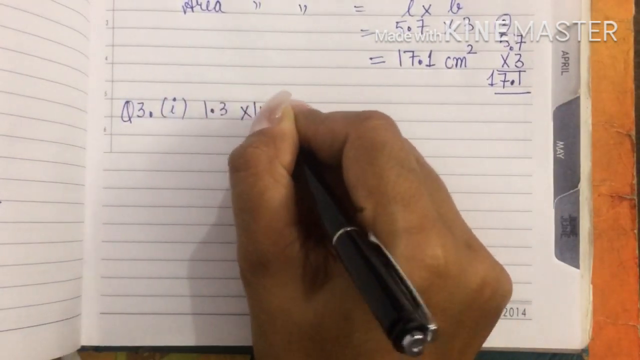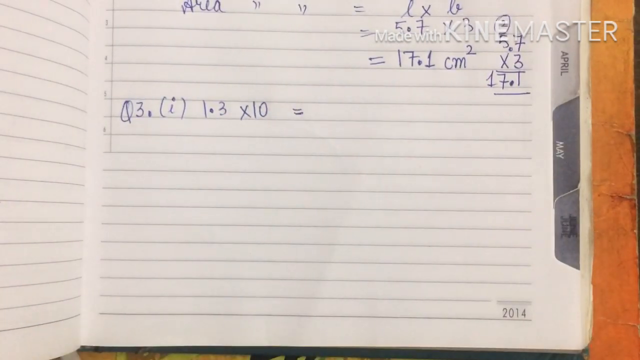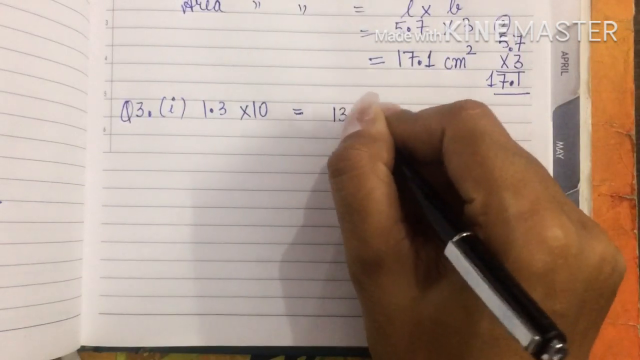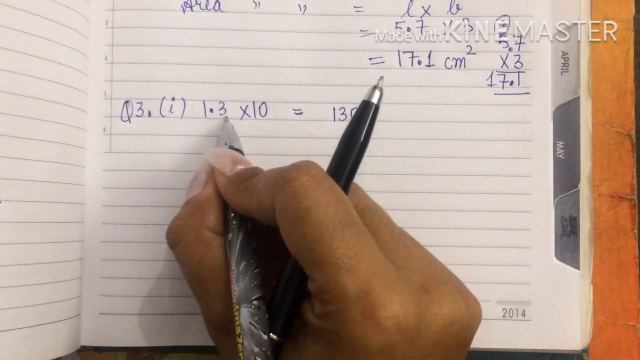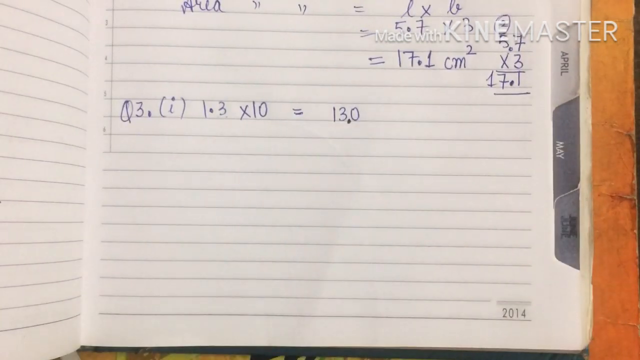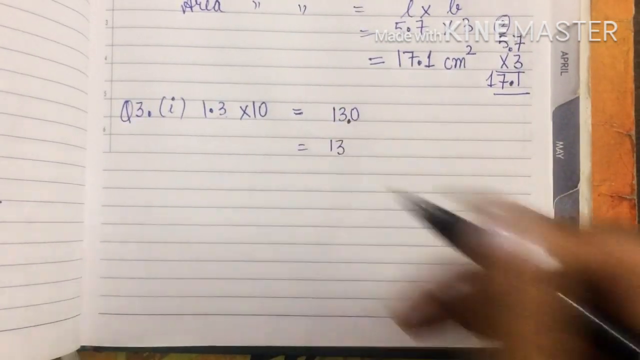1.3 multiplied with 10. So I am doing this orally. Orally means if there were no point. If there were no point, it will be 13 into 10. 13 into 10 is 130. And now I put my point back. To put the point back, I'll have to look at the decimal places, 1 digit, so the point will be right here. And since after the point it's 0, it will be 13.